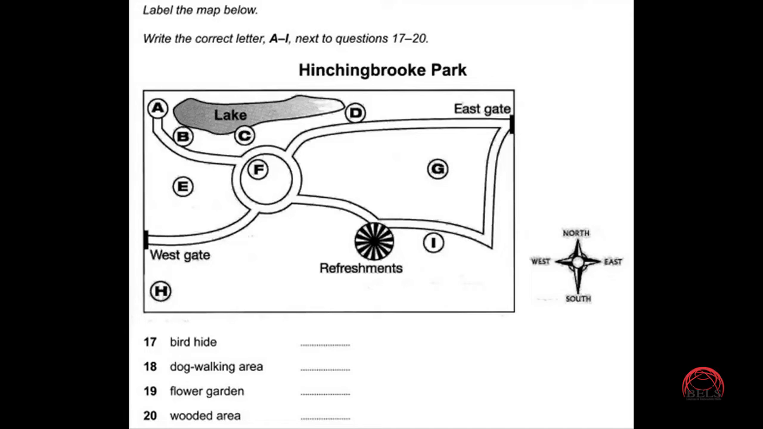Fairly close to where refreshments are available, there's a dog walking area in the southern part of the park, leading off from the path. And if you just want to sit and relax, you can go to the flower garden. That's the circular area on the map, surrounded by paths. And finally, there's a wooded area in the western section of the park, between two paths. OK, that's enough from me, so let's get on and have a look.